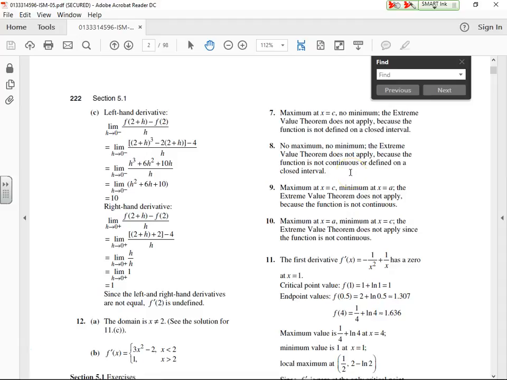No max, no min. Why does it not contradict the extreme value theorem? It's not continuous or defined on a closed interval. Yes, I didn't write it. No max, no min, because there were holes on that one at the highest and lowest, right?